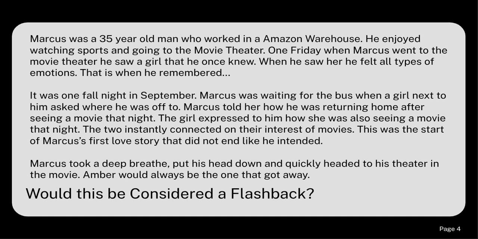Would this story be considered a flashback? The answer is yes. This would be considered a flashback because in the first paragraph, it is the current day where Marcus is going to the theater, and then it takes a pause and shows a past event of Marcus's story and why he feels the way he does towards Amber. And then the story picks up again with Marcus reacting to how he felt from the flashback. So this would be a flashback.